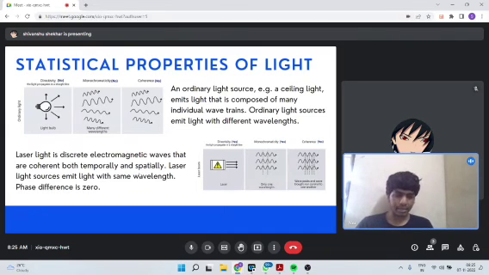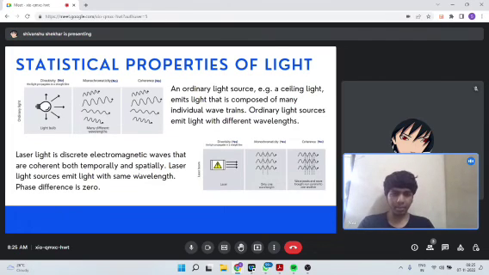Secondly, monochromaticity. Since it is the same material releasing these photons, and in the previous case we saw Cr3+ ions, it can only release one particular wavelength of light, which is approximately 694 nanometers, unlike normal light. So it has to be monochromatic because the laser is coming out from the same source.